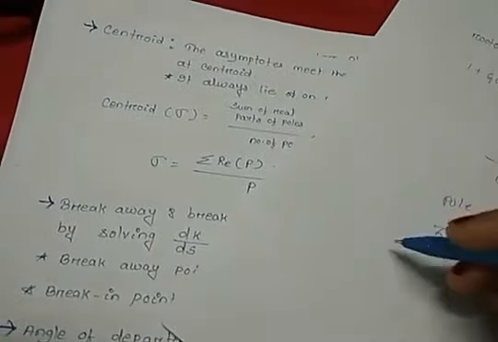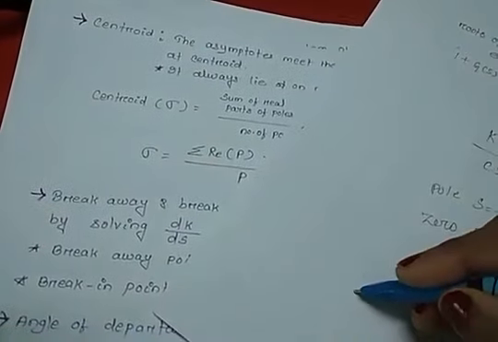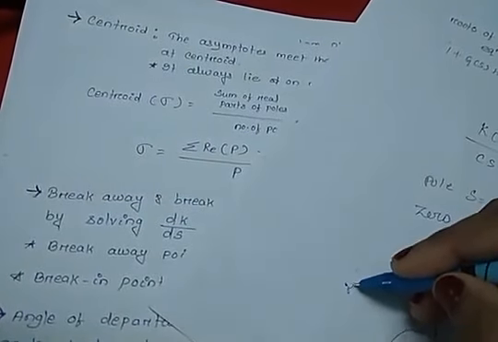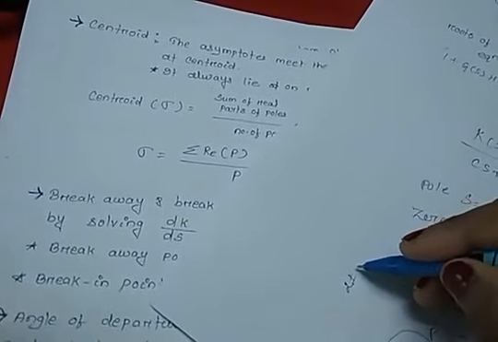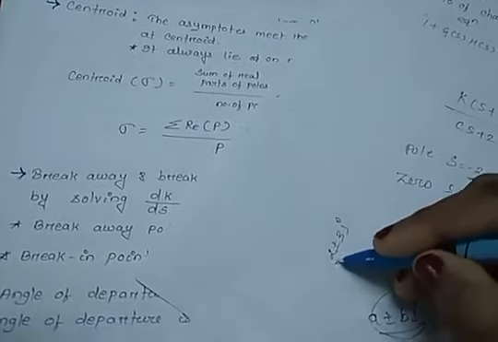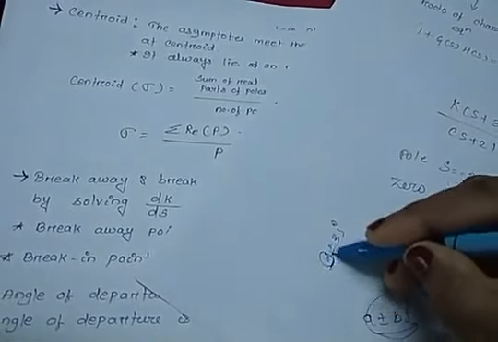That means if we have poles and 0s with complex values, because the pole and 0 may be a real value or it may be a complex value, then we have to consider the real part of the complex value.